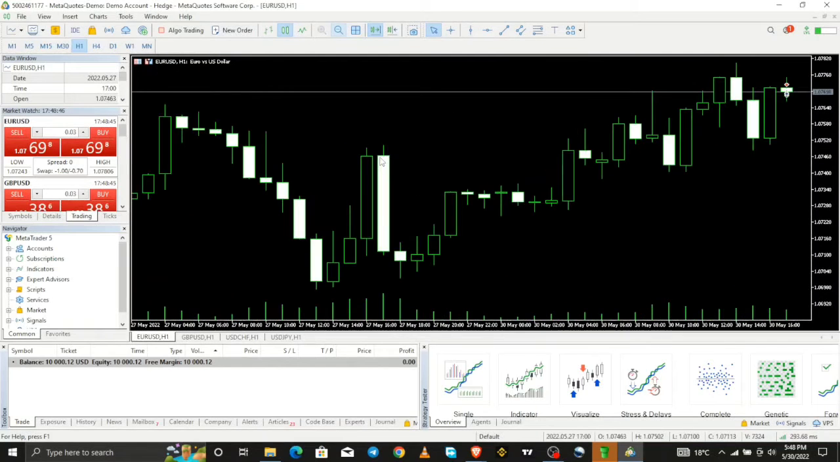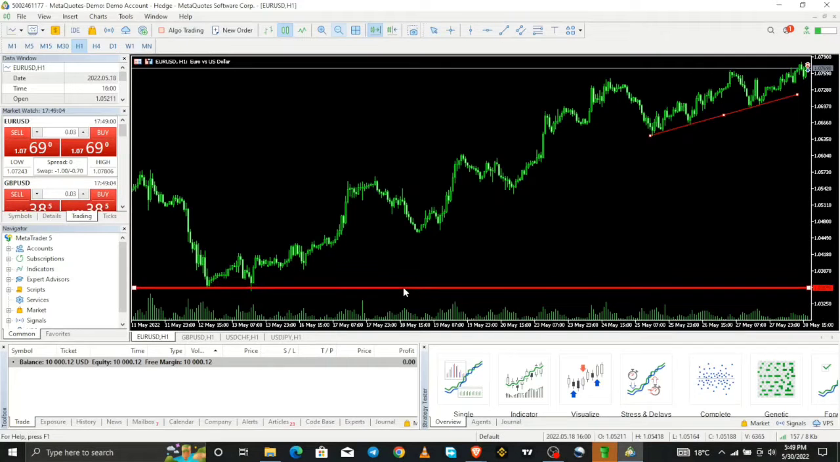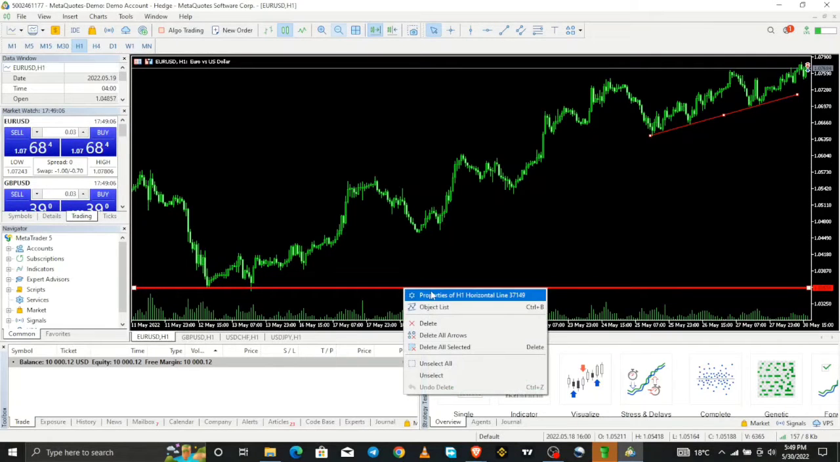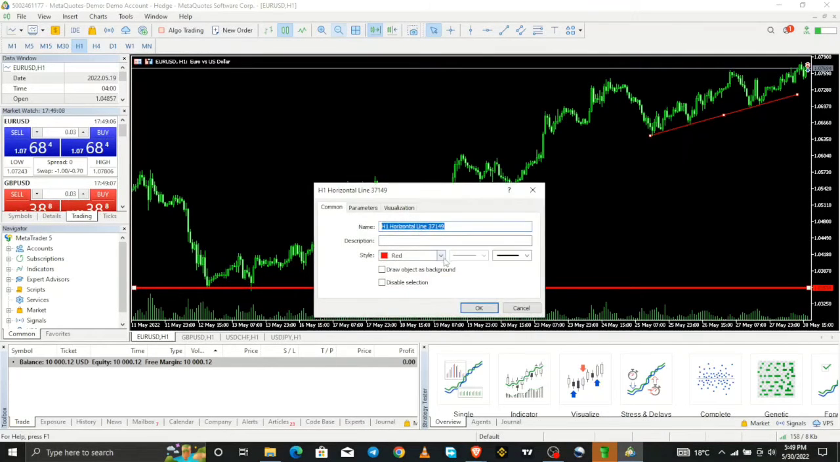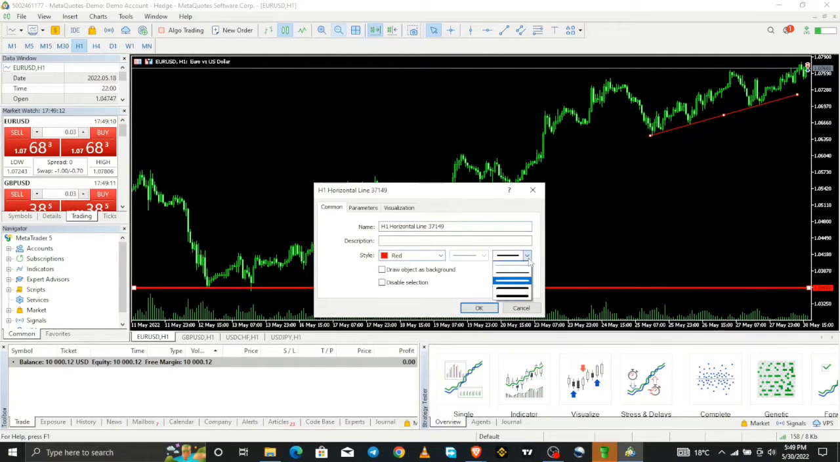And here, as you can see, this is the EUR/USD. I'm using the 1 hour chart. I'll put here a trend line because I can see it's a very bullish move right now. As you can see here, this is a very bullish move, and I'll put here a support area. This is a strong support area. Reduce the size here, and then click OK.